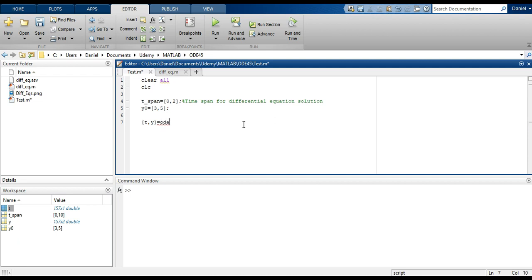Then we type ODE45. Open parentheses, we use at. Open parentheses, T comma Y. Close parentheses, and then we write diff underscore EQ, T comma Y, comma T span, comma y0. Alright, so let's explain what just happened.